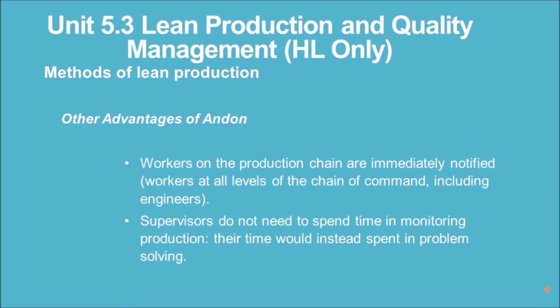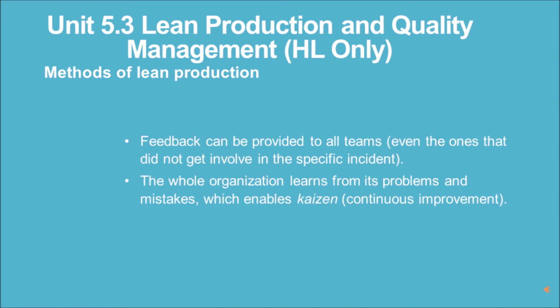Other advantages of Andon. Workers on the production chain are immediately notified, as are workers at all levels of the chain of command, including engineers. Supervisors do not need to spend time monitoring production; their time would instead be spent on problem solving. Feedback can be provided to all teams, even the ones that did not get involved in the specific incident. The whole organization learns from its problems and mistakes, which enables Kaizen, continuous improvement.